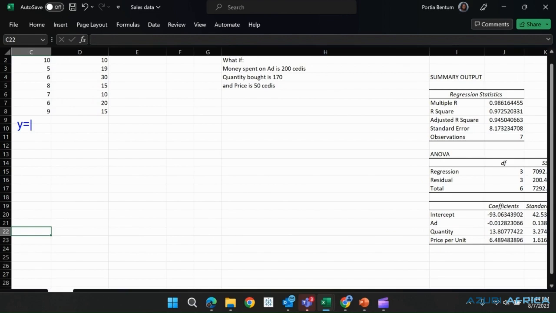Since we are working with a multiple regression, we are going to include all the other independent variables that we have there. So the first thing we have in the equation is our intercept.